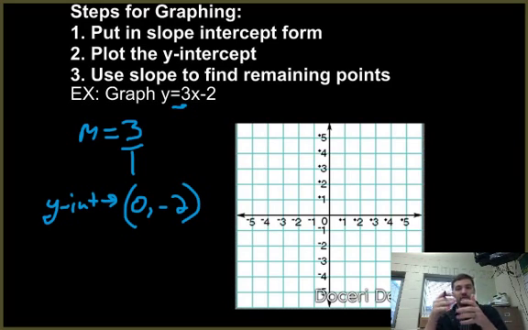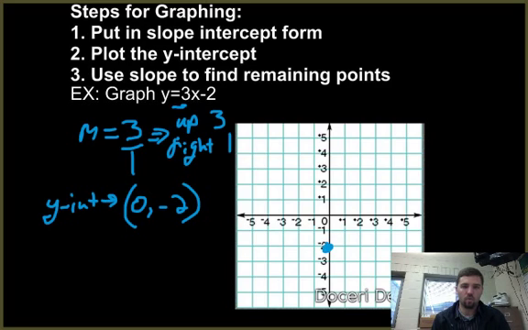I can't graph the slope without graphing a point. We learned that in the section about slope. So I've got to graph the point (0, -2) first. That's my starting point, the y-intercept. Now, using my slope, I'm going to graph the rest. A slope of 3 over 1 implies that I go up 3 and right 1 unit. So from this point, I go up 1, 2, 3, and right 1 unit.